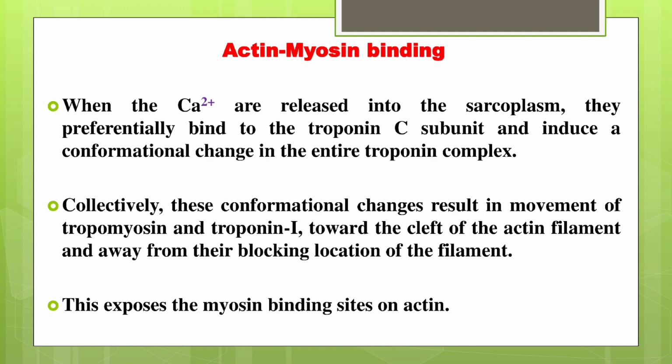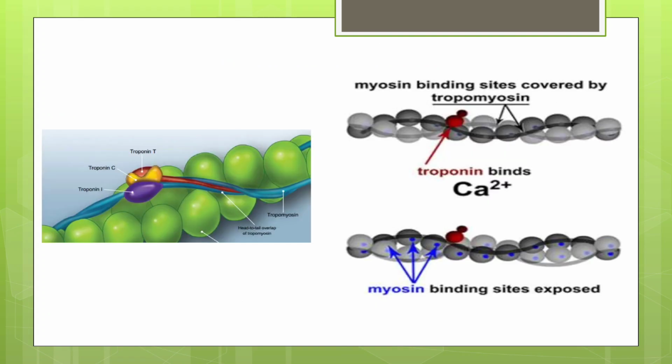Actin-myosin binding. When calcium ions are released into the sarcoplasm, they preferentially bind to the troponin C subunit and induce a conformational change in the entire troponin complex. Collectively, these conformational changes result in movement of tropomyosin and troponin I toward the cleft of the actin filament and away from their blocking location on the filament. This exposes the myosin binding sites on actin. Myosin binding sites are covered by tropomyosin, and when troponin binds to calcium ion, myosin binding sites are exposed.